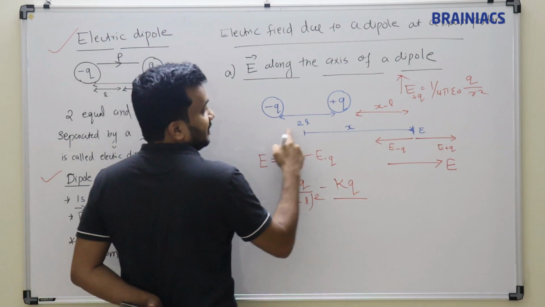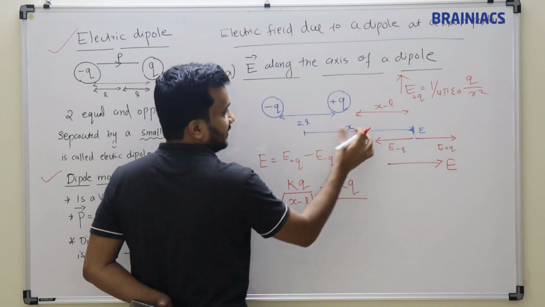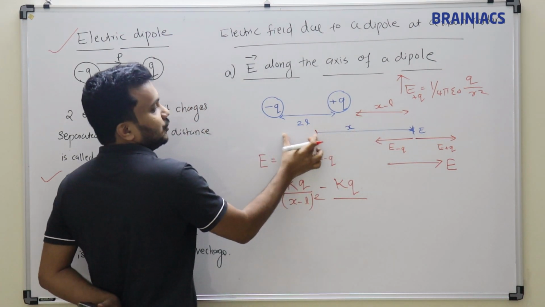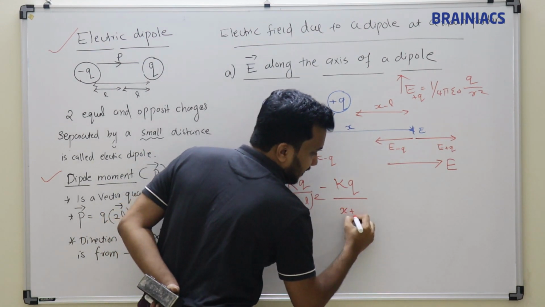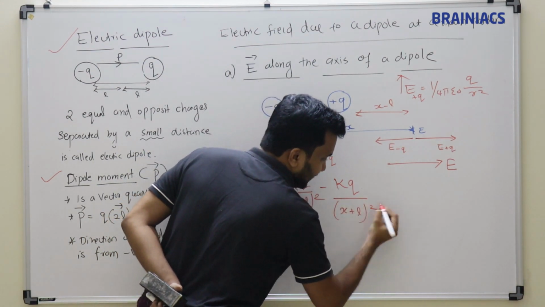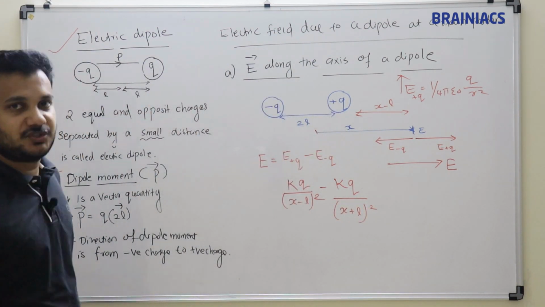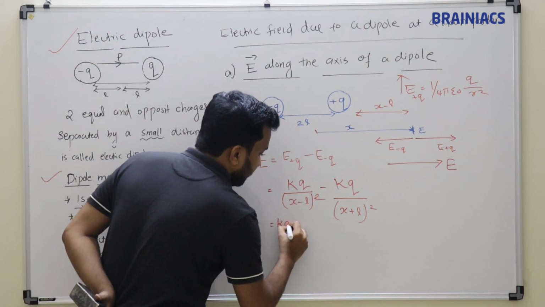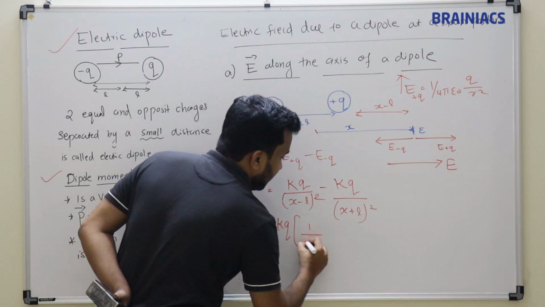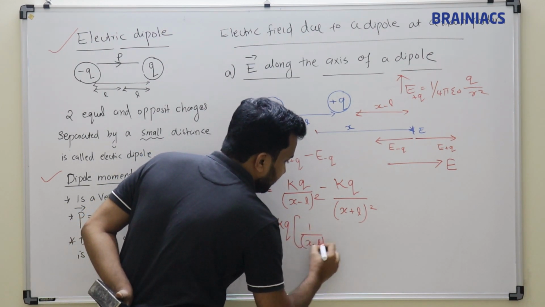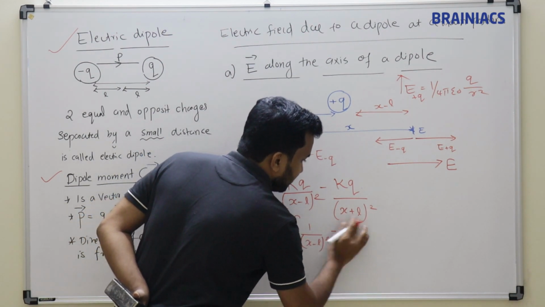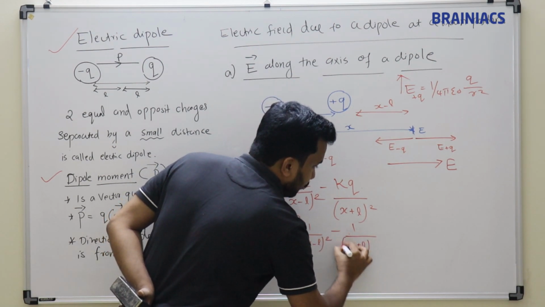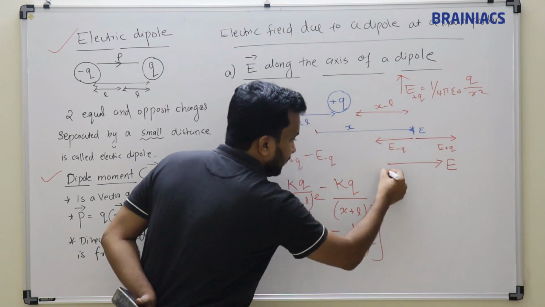Go further. What's the distance from here to here? What is the total distance? x up to the center. So the balance distance, how much will come? x plus l the whole square. We have to subtract this factor. So what is common from this one? kq, 1 divided by x minus l the whole square, minus 1 divided by x plus l the whole square. Will continue.